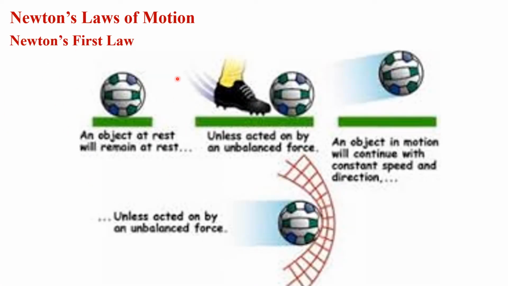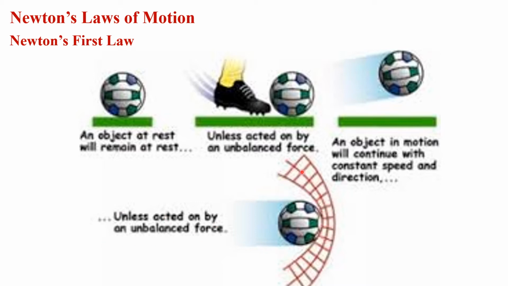According to Newton's first law of motion, an object at rest will remain at rest. So here this object is at rest and it will remain at rest. But when we apply an external force, then this object starts moving, unless acted on by an unbalanced force. An object in motion will continue with constant speed and direction. Now this object is in the state of motion. It will continue its motion unless acted on by an unbalanced force.